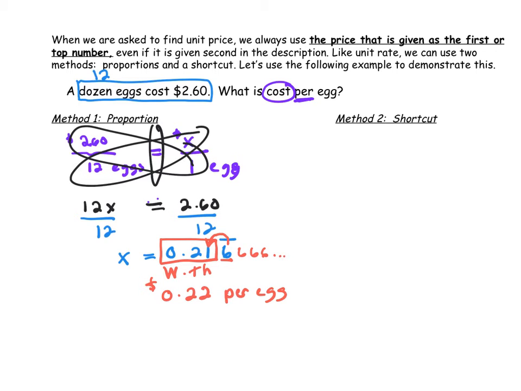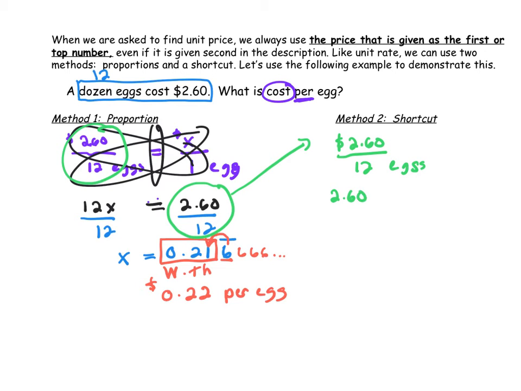So there's a shortcut to this, and we've mentioned it before. If you look at what we set up here, that's where we're going to end up. We actually set it up here too, and we can go directly there. If you recall that money is always on top, no matter which order they gave it to us, you can set this up and then just go directly to division. So we would take $2.60 divided by 12, which is exactly what we did here. In fact, we use this as our division bar, and we would get exactly the same answer. Of course, we would round.